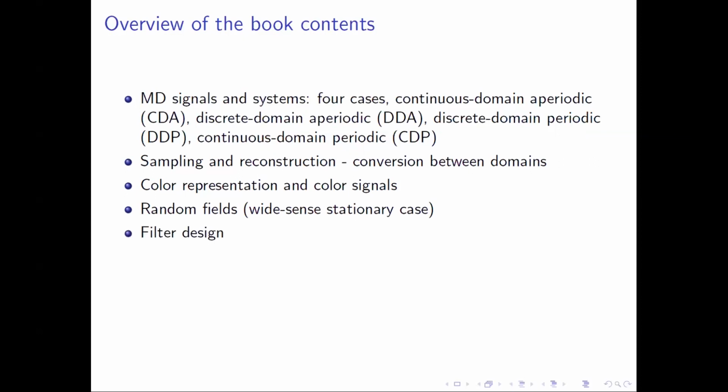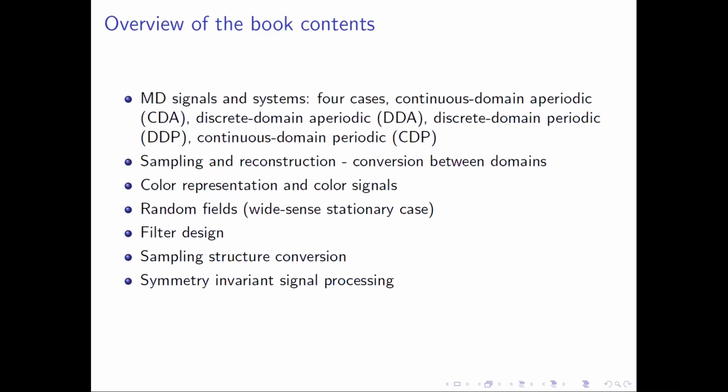Chapters 10 and 11 present multidimensional filter design and conversion between different sampling structures as 2 specific applications of the theory. Chapter 12 is an original contribution on symmetry-invariant multidimensional signal processing, and it generalizes topics such as the multidimensional discrete cosine transform to more general lattices. Finally, chapter 13 is a self-contained chapter presenting the relevant material on lattices needed throughout this book and can be consulted at any time.